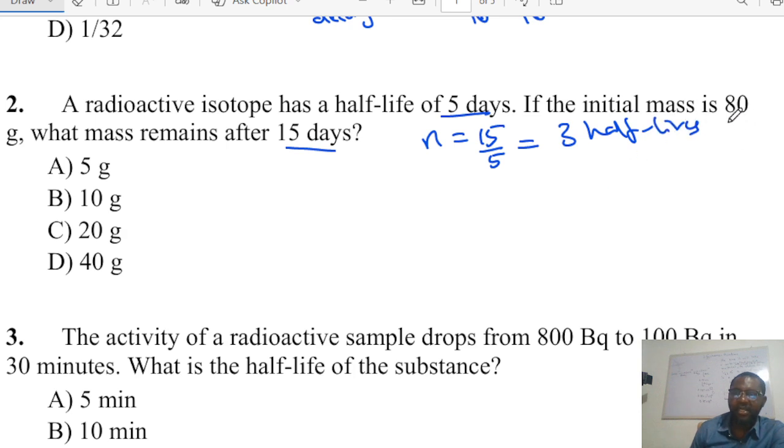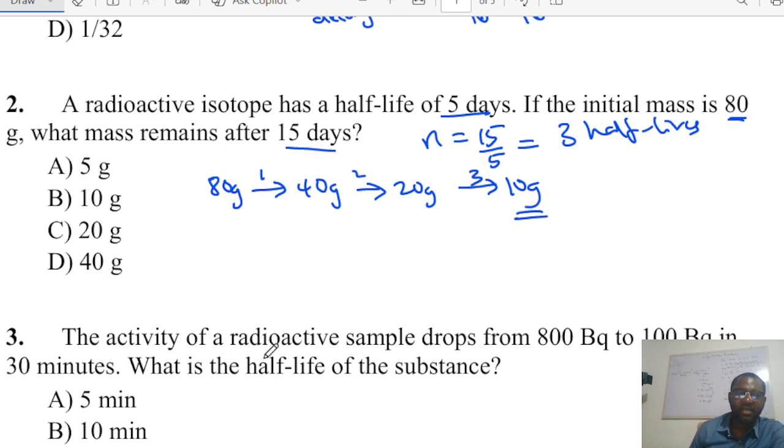So that means in each half-life, this mass reduces. We start with 80 grams. For the first half-life, the mass keeps reducing. Divide this by 2, that is 40 grams. Divided by 2, that is 20 grams. Divided by 2 again, this is 10 grams. That makes it 3 half-lives: first, second, and third half-life. So the answer here is 10 grams. So B is the answer to this question.